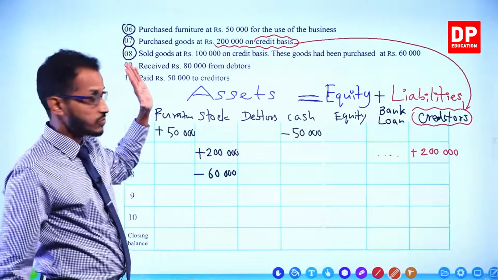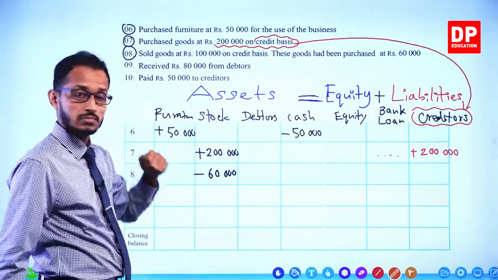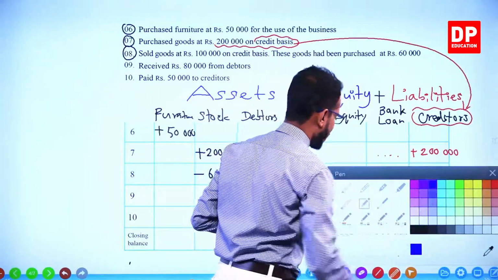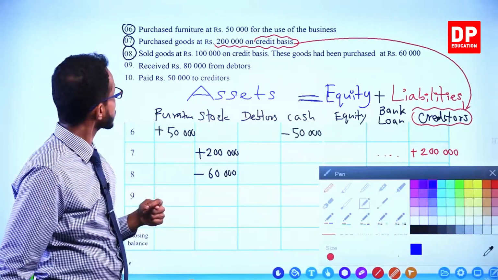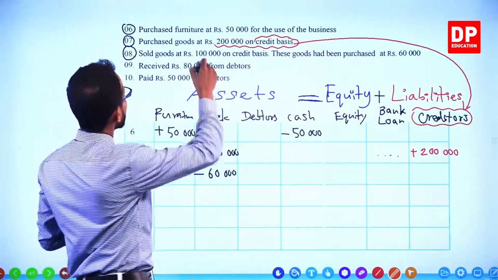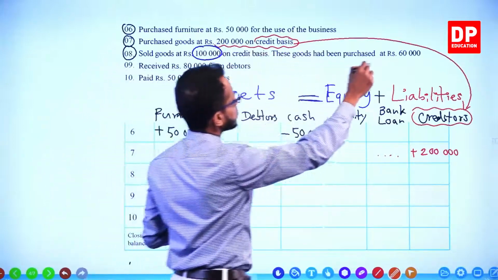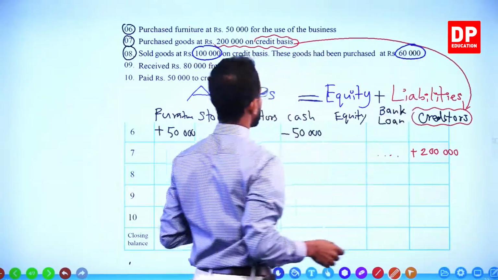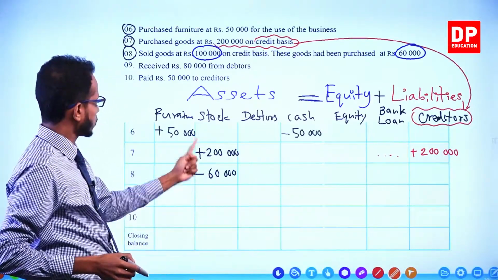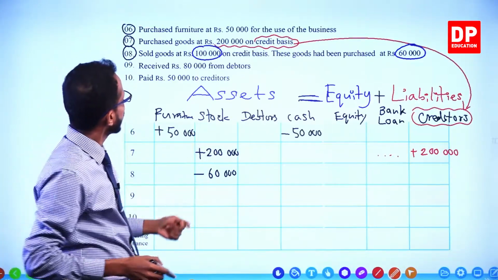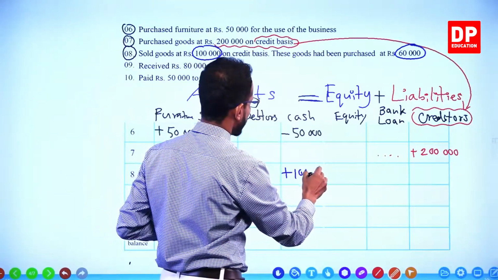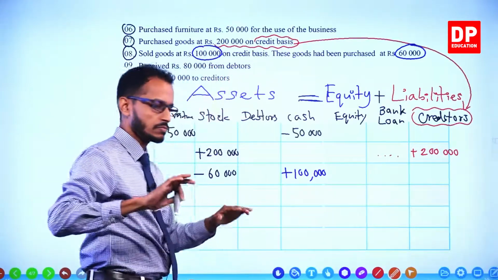Oh, yes, we have sold for 100,000. That's a good transaction, profitable transaction. Sold for 100,000, but the real value of goods was 60,000, which means 60,000 stock decrease, 100,000 cash increase. End of story, yeah, done.